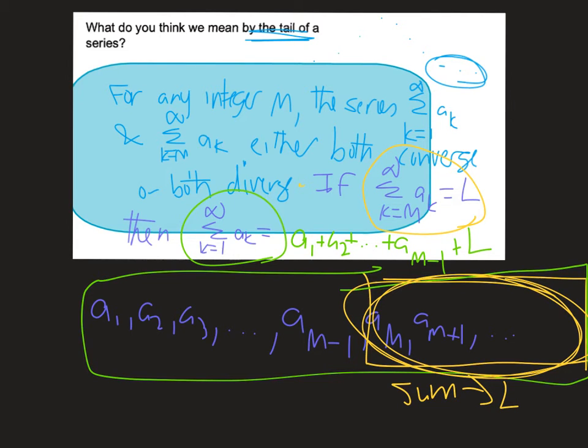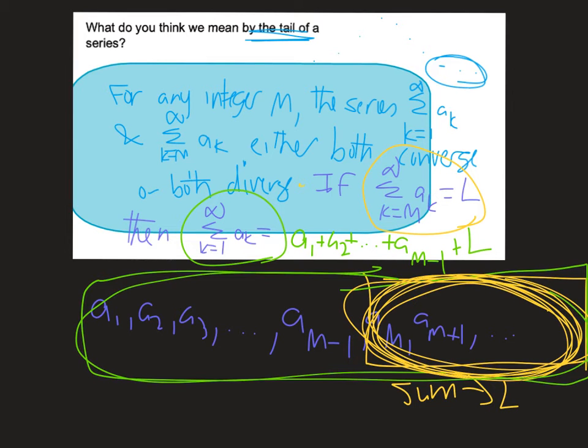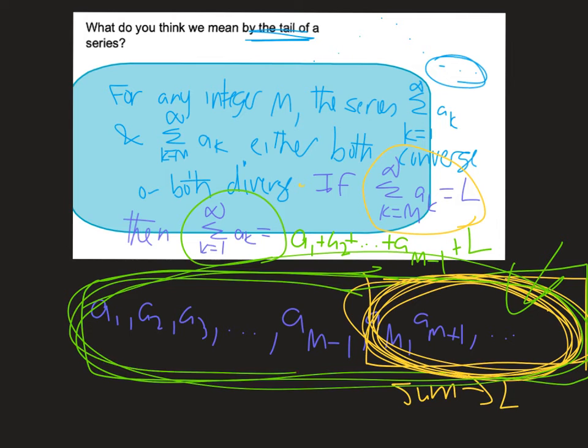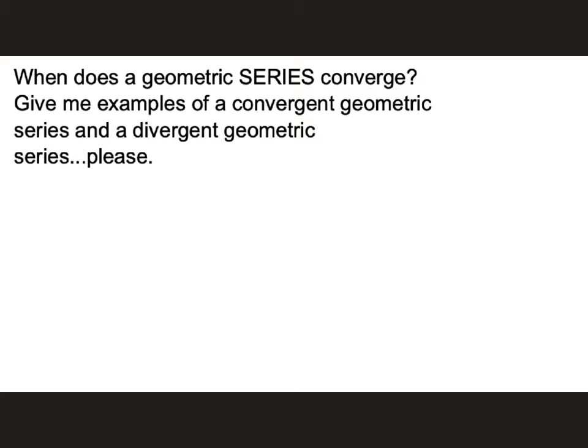I don't know if that's making your brain hurt a little bit, because this is a different concept. But what this is saying is, if I can add these terms up and get some number, maybe I get 7, then the whole sum here would be that 7 plus whatever the sum of these first couple terms is. We'll keep talking.